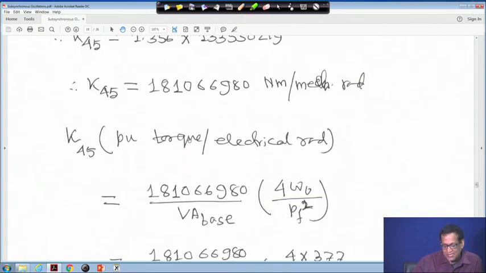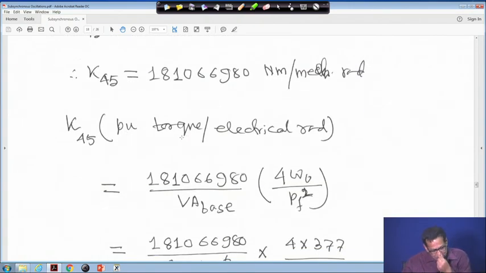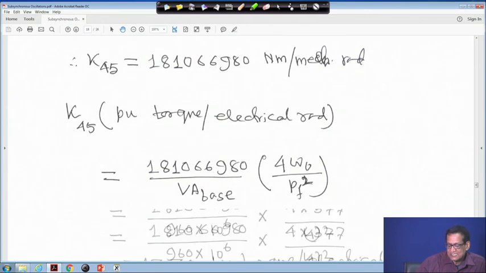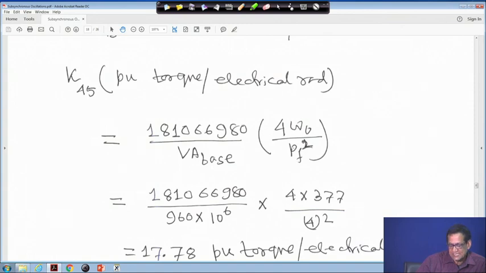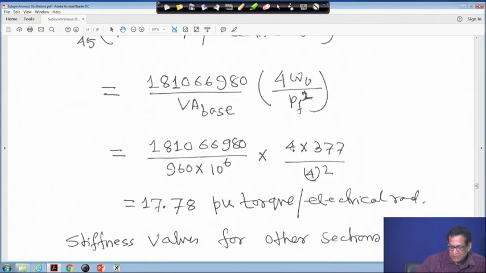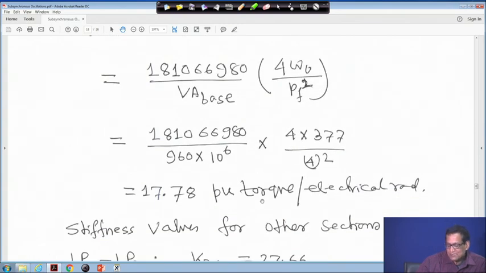Therefore, if you make it per unit, K45 per unit torque per electrical radian will be whatever you have got divided by VA base into 4 omega 0 upon PF square. This we have derived in the beginning, in the previous lecture. If you put it, it will become 17.78 per unit torque per electrical radian. PF is equal to 4 and 60 hertz, omega 0 is 377, right.